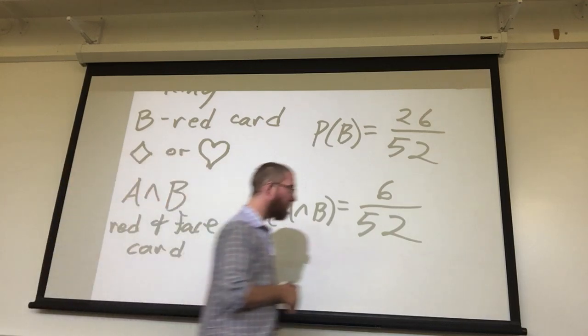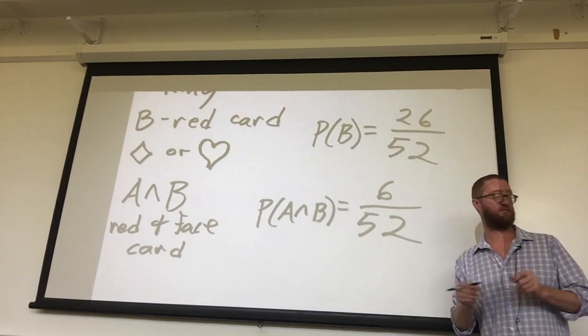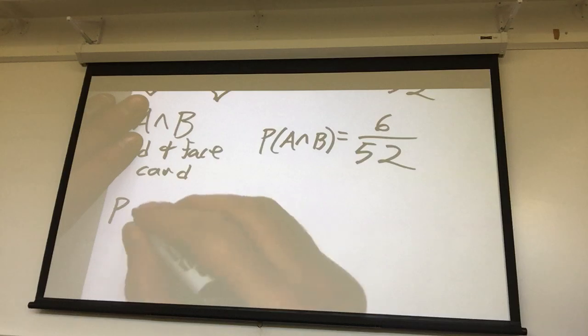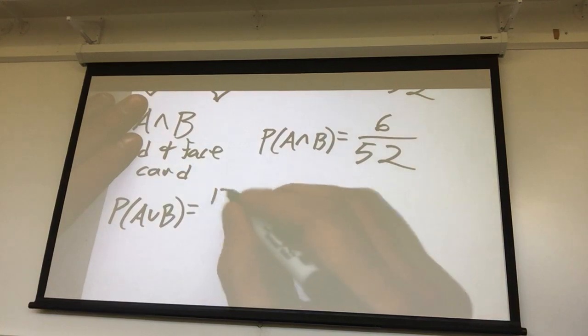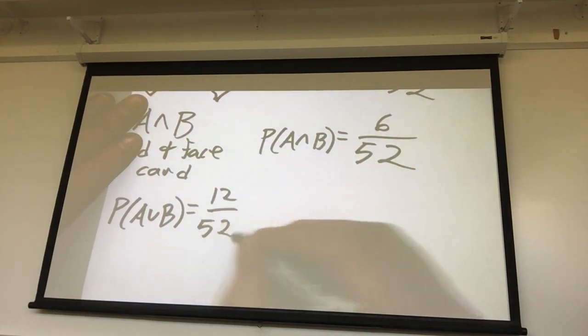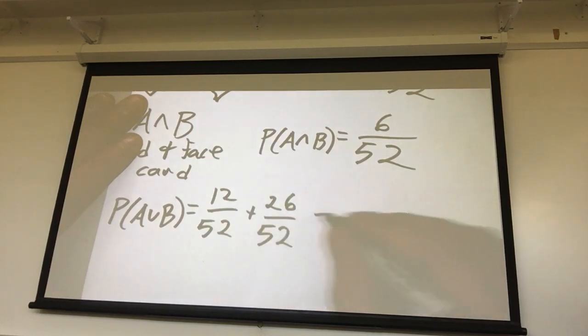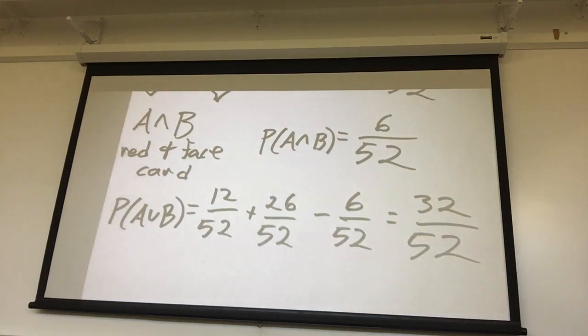Okay. So now the probability of choosing a red card or a face card: the probability of A union B would equal 12 divided by 52 plus 26 divided by 52, and then minus 6 divided by 52, which would equal 32 divided by 52.